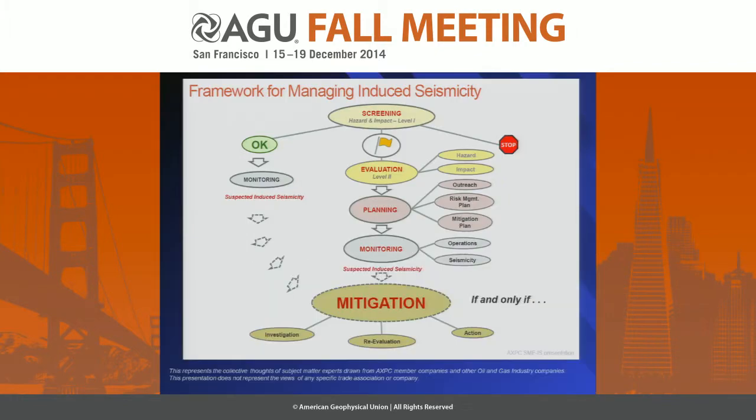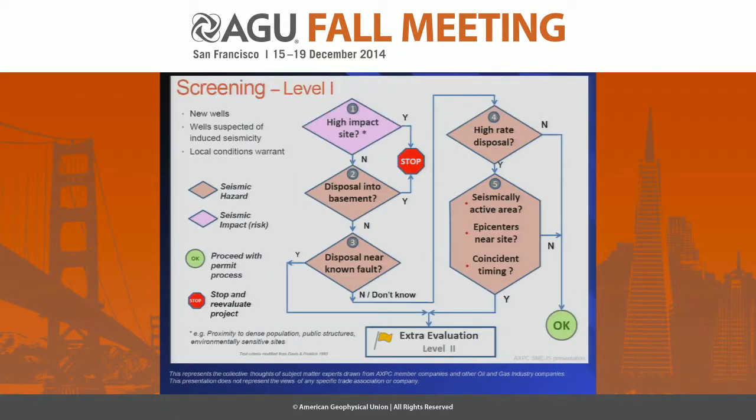So a slide that I got from the working group around AXPC is, again, a screening process, and it goes to mitigation, looking at the different steps that one needs to take. And it's kind of a loop a little bit here. If you go to the next slide, you see, all right, same thing. You see the same themes running through all these things.